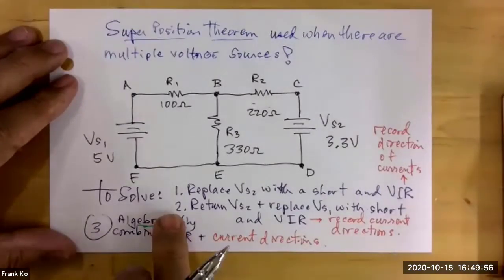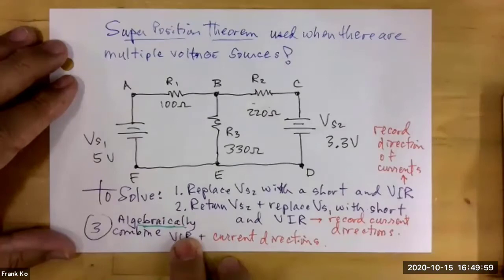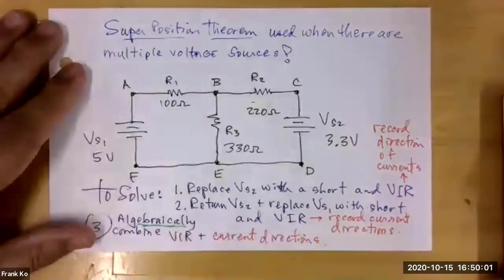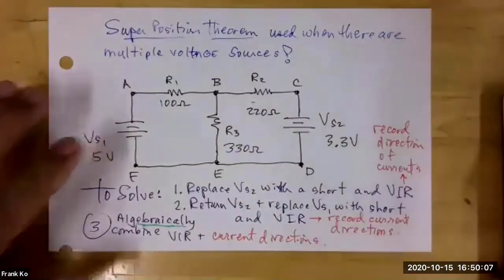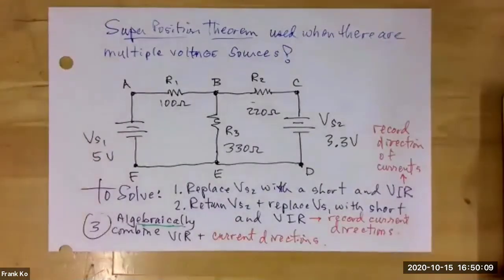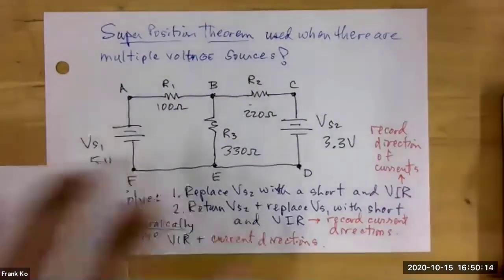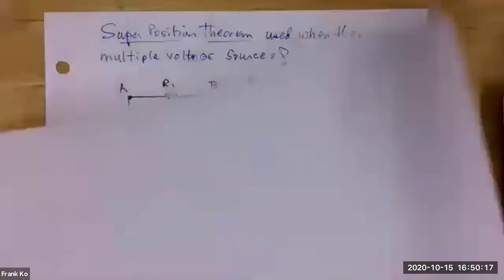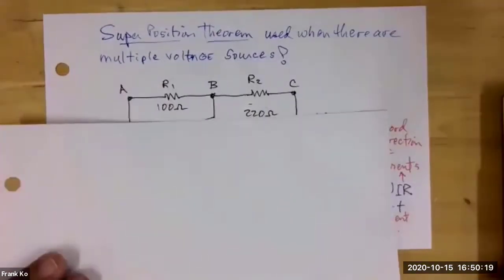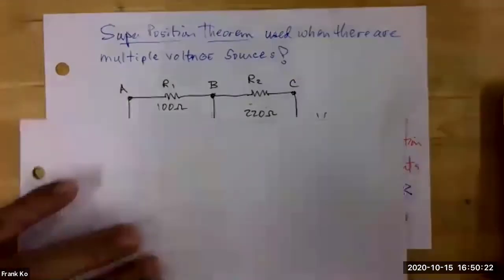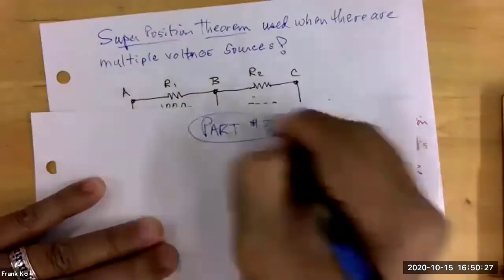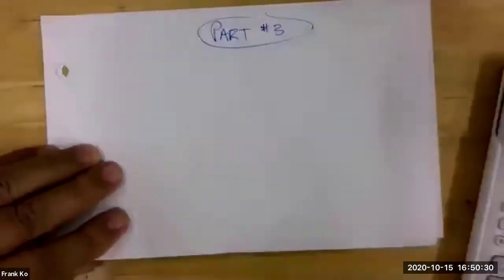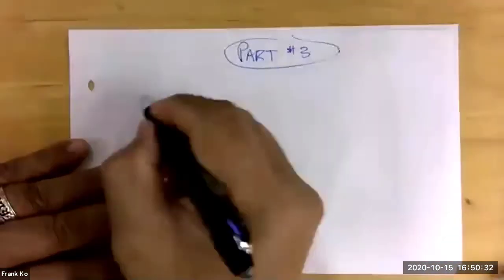Algebraically. We're going to algebraically combine our VIR calculations as well as the current directions. And let me show you how easily that's done. So what I'm going to need is another piece of paper. I'm going to have that right over here. We're going to do this. This will be our part number 3. And so for part number 3, this is what we're going to have.